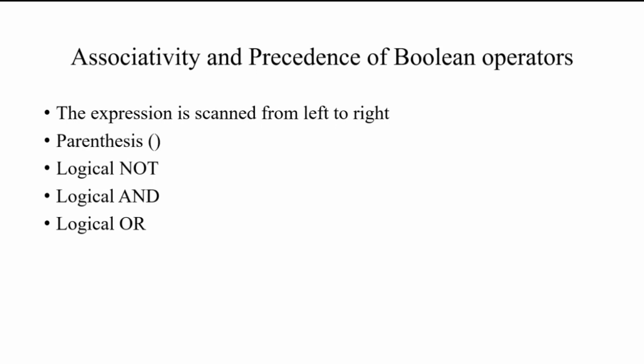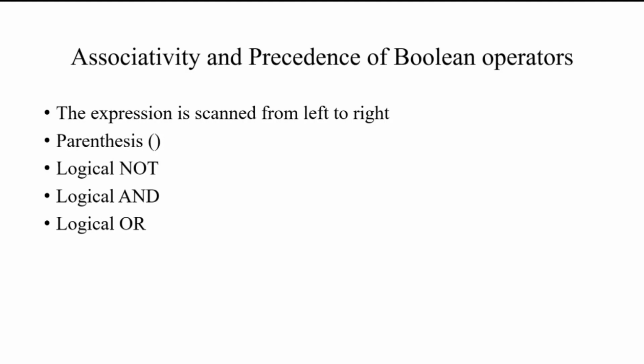In the previous class, we already discussed theorems of Boolean algebra, and how we use the postulates of Boolean algebra to prove these theorems. Before starting Boolean functions, first we simply discuss the meaning of associativity and precedence of Boolean operators, because any Boolean function consists of logical values 0 and 1, Boolean variables and Boolean operators.